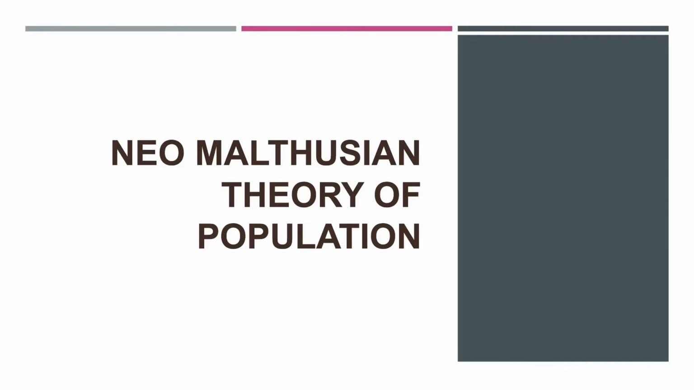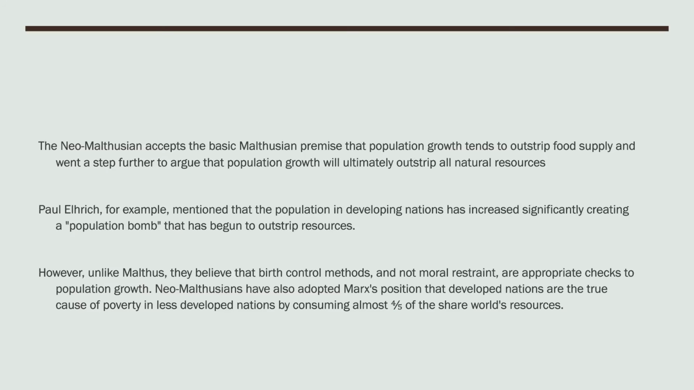Moving on to the neo-Malthusian theory of population. Firstly, the word neo means new. So we understand that these theories have adopted Malthus's ideologies, and they've taken into consideration the criticisms received from Marx and the other theories as they relate to the Malthusian theory. So they've pretty much put it all together in order to create better strategies, and we're going to read up on their ideas. So the neo-Malthusians accept the basic Malthusian premise that population growth tends to outstrip food supply, and went a step further to argue that population growth will ultimately outstrip all resources.